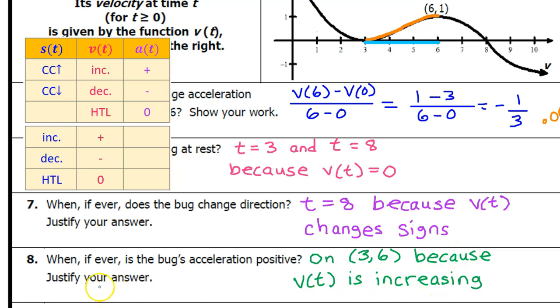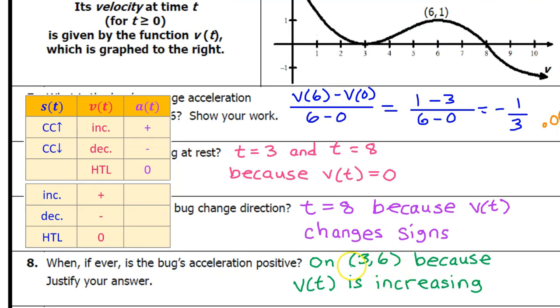Remember, your justification must always be based on the graph you are given. That's why all of our justifications say because velocity, because velocity, because velocity. For example, it's also true that acceleration is positive when position is concave up. But if we said on the interval from 3 to 6 because position is concave up, we would not get credit because we are not given the position graph.